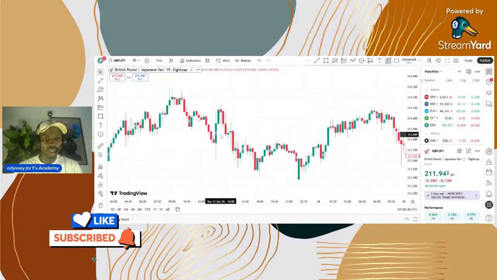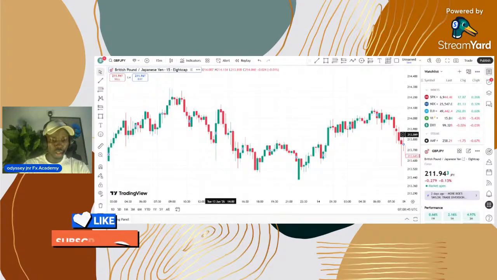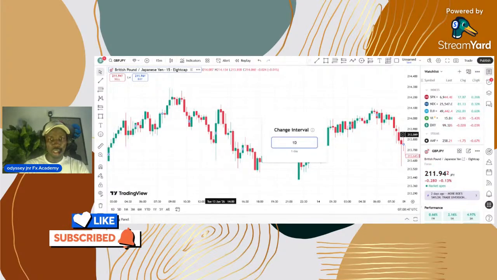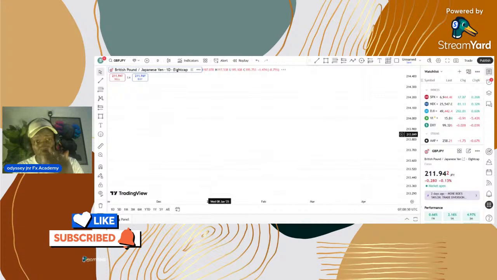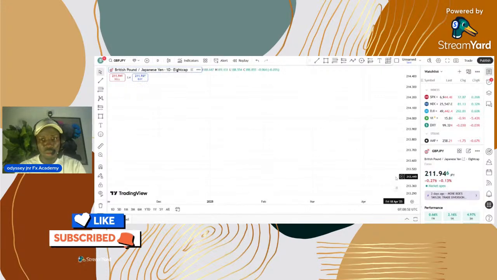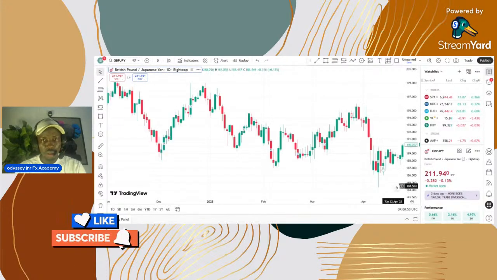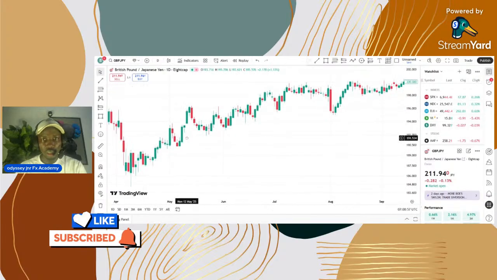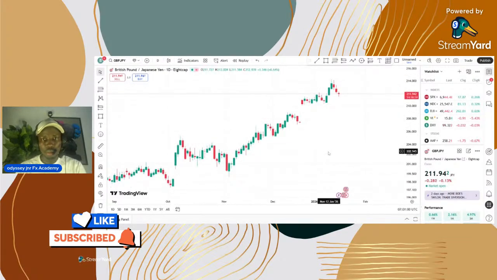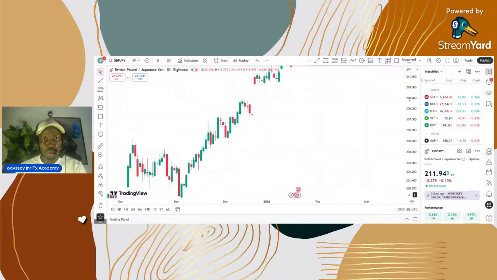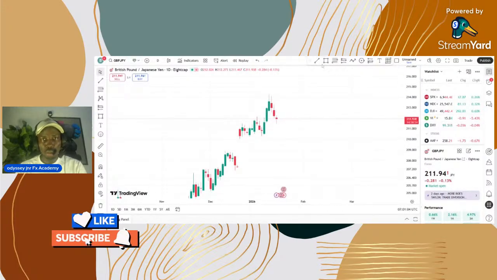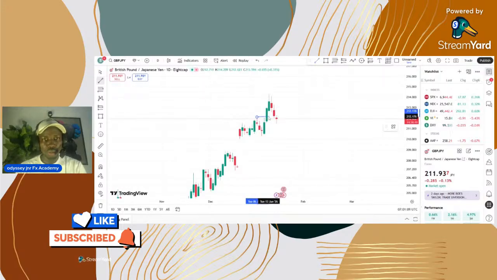Okay, so what time frame are we doing now? We have not done the daily time frame. This is the daily time frame. We are bullish. This is the last break of structure. And we have this other block.